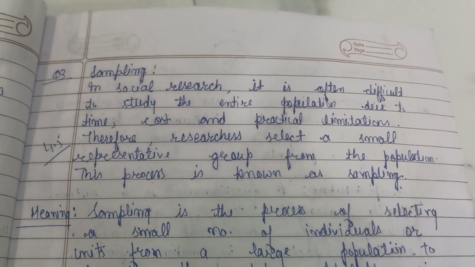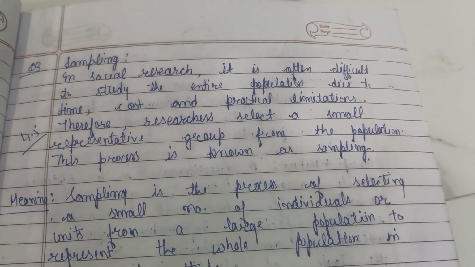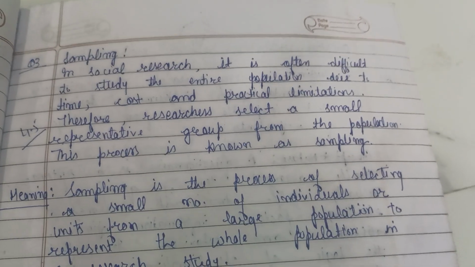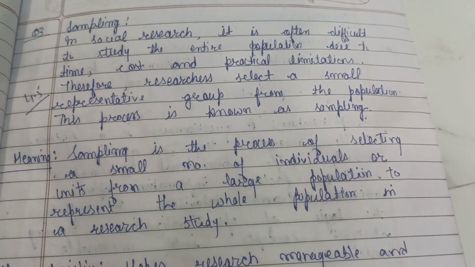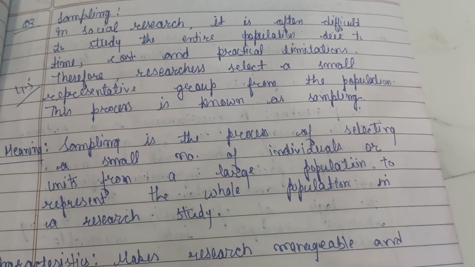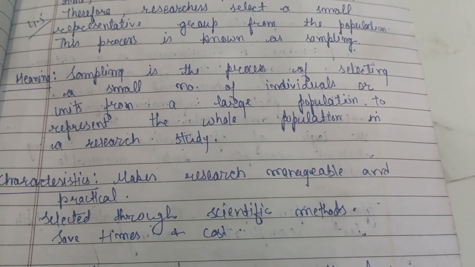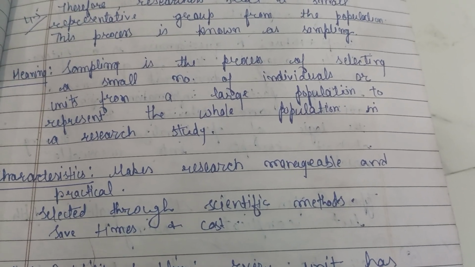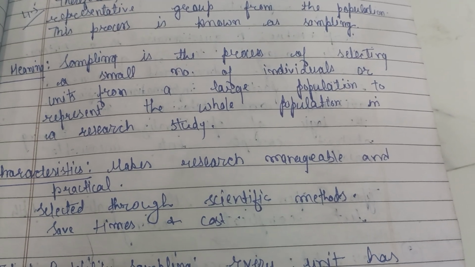अगला क्वेश्चन है सैम्पलिंग. In social research, it is often difficult to study the entire population due to time, cost, and practical limitations. Therefore, researchers select a small representative group from the population. This process is known as sampling, meaning sampling is the process of selecting a number of individuals or units from a large population to represent the whole population in a research study.